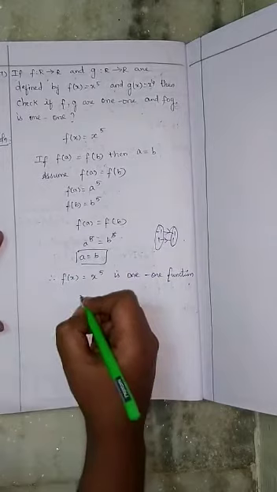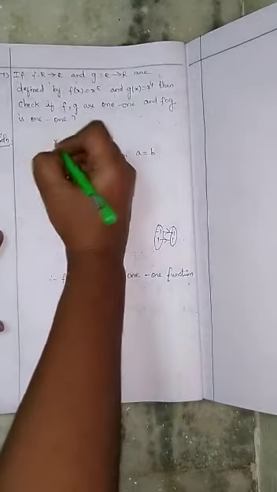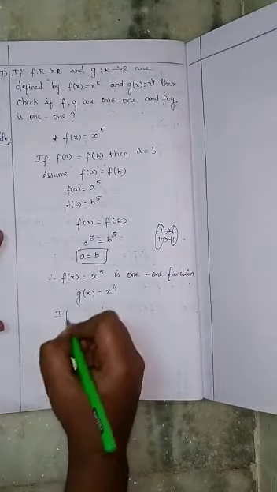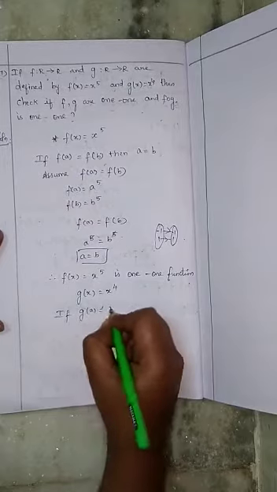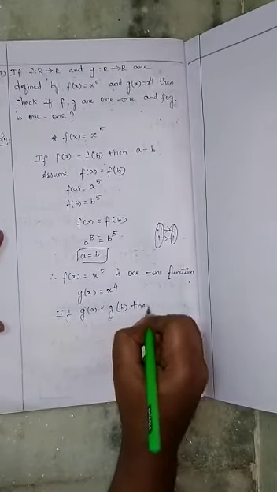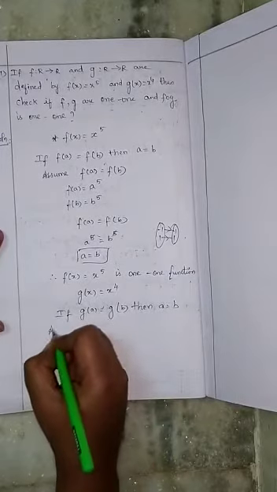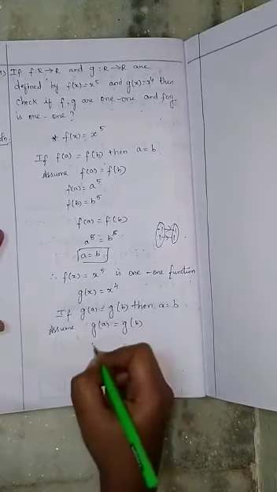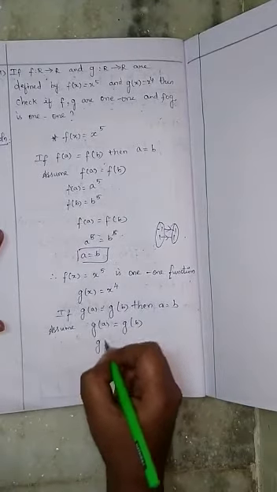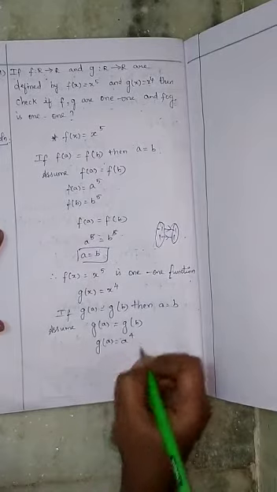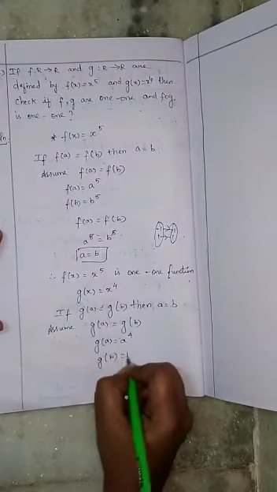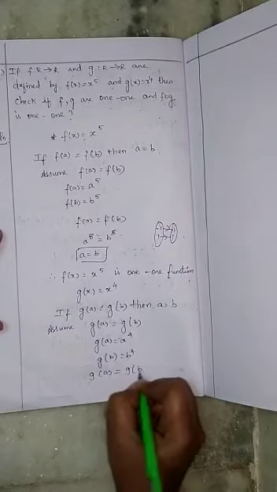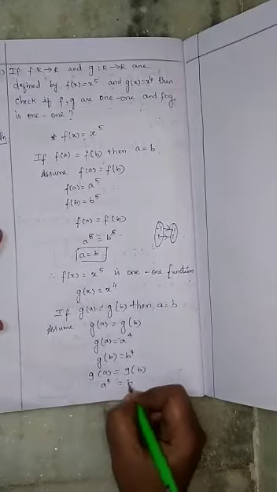Now we will check g of x. What is given for g of x? They gave x power 4. So again, you just consider g of a equal to g of b, then a equal to b. Assume g of a equal to g of b. g of a means what is the value for g of a? You just write here a power 4, and g of b means b power 4. Now you just substitute here g of a equal to g of b. So a power 4 equal to b power 4.